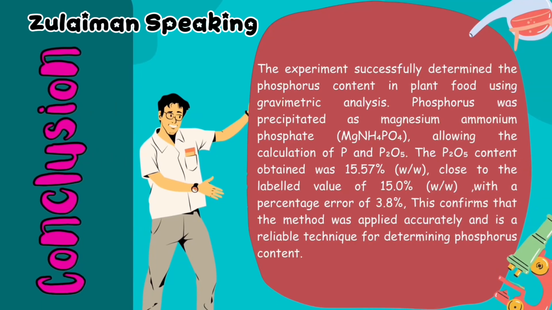Conclusion: the experiment successfully determined the phosphorus content in plant food using gravimetric analysis. Phosphorus was precipitated as magnesium ammonium phosphate, allowing the calculation of phosphorus and phosphorus pentoxide. The phosphorus pentoxide content obtained was 15.57% weight per weight, close to the label value of 15% weight per weight, with a percentage error of 3.8%. This confirmed that the method was applied accurately and is a reliable technique for determining phosphorus content.